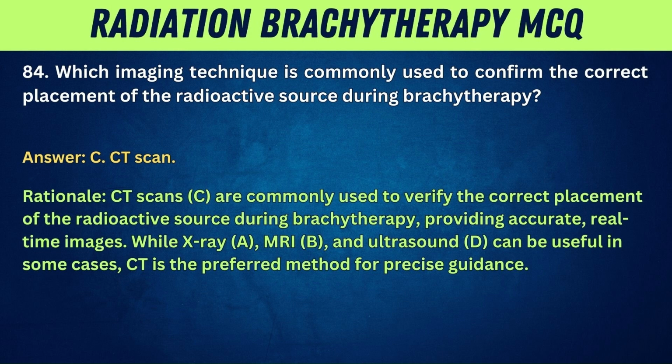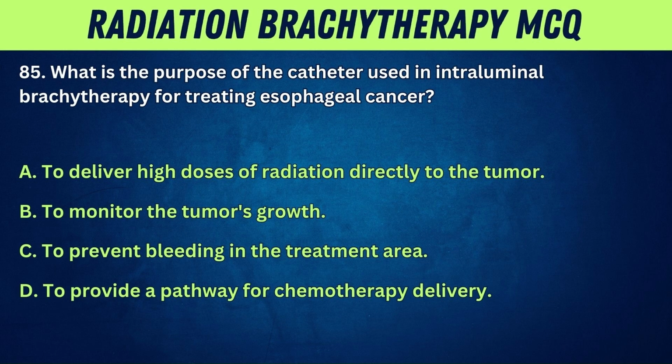Rationale: CT scans, C, are commonly used to verify the correct placement of the radioactive source during brachytherapy, providing accurate, real-time images. While X-ray, A, MRI, B, and ultrasound, D, can be useful in some cases, CT is the preferred method for precise guidance.